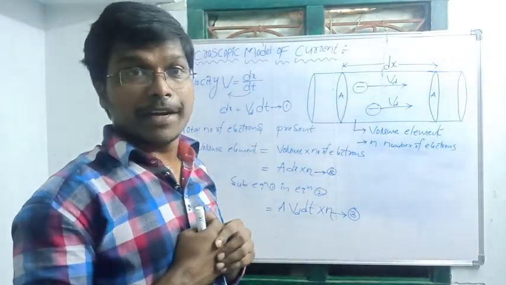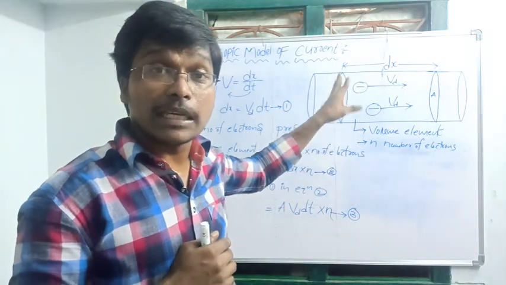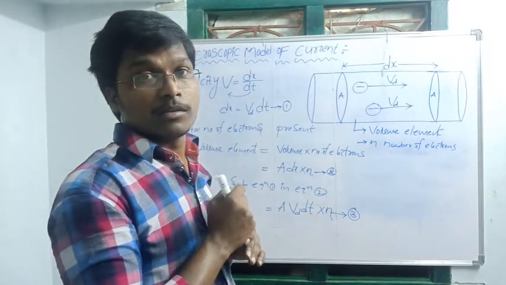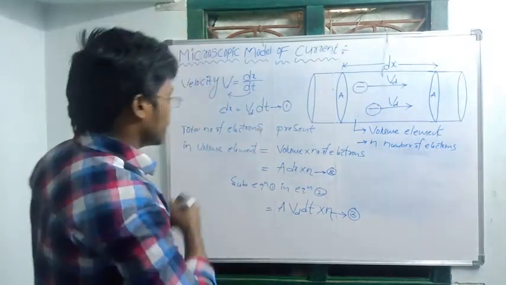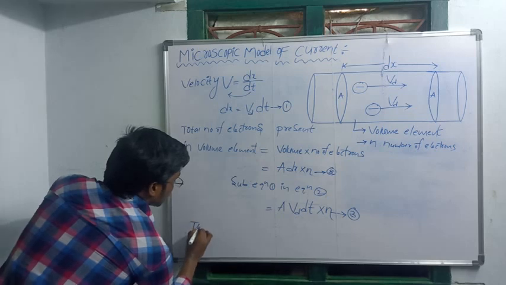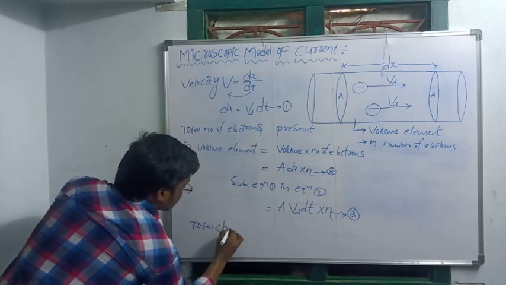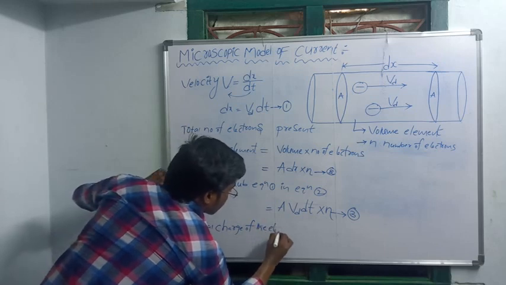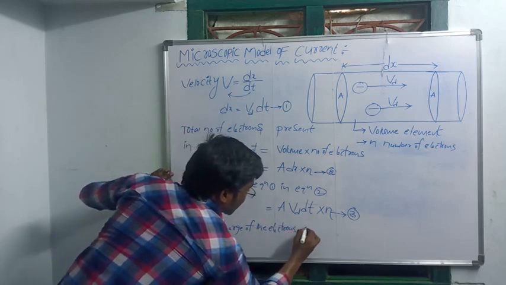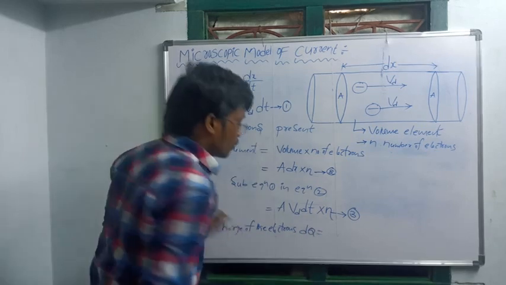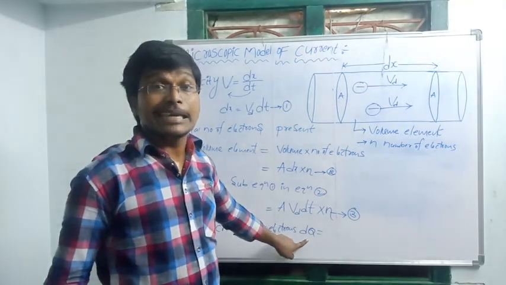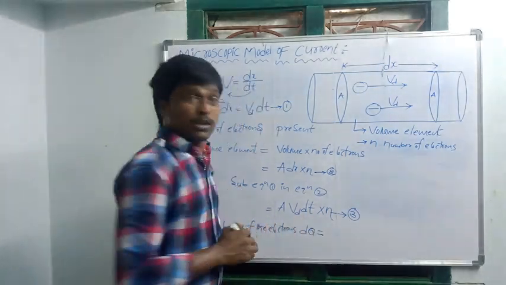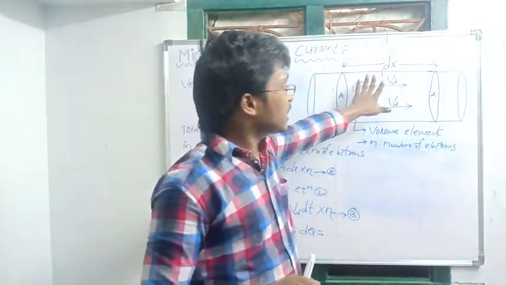Now I am going to find the total charge of the electrons in that volume element. Please remember, total charge of the electrons, I am indicating as dq. dq is equal to the total charge of the electrons in that volume element.